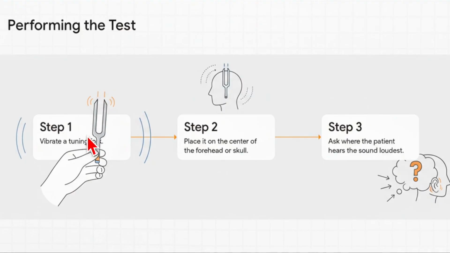You take a tuning fork, vibrate it, and place it at the center of the forehead, or the skull, and ask the patient in which ear they hear the sound. Is it in the affected ear or in the normal ear? That's a wonderful question, isn't it? What answer are you expecting? The patient will definitely wonder: I told him this is a problem in my right ear, so why is he asking me this? But that's the twist, and that's the surprise.